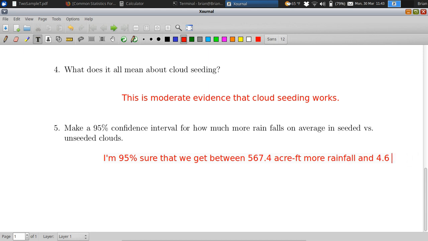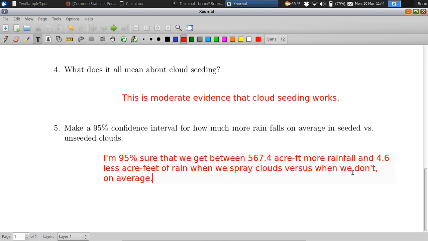I better hit a new line here. So less acre feet of rain when we spray clouds versus when we don't. And one more important thing here, this is the difference between the two population means. So this is going to be what happens on average, not what happens any individual times. So we should just put on average at the end. So there we go. So this is our 95% confidence interval. It's between 4.6 less acre feet of rain and 576.4 more acre feet of rain when you spray versus when you don't on average. Okay, so that's how a two-sample confidence interval works.